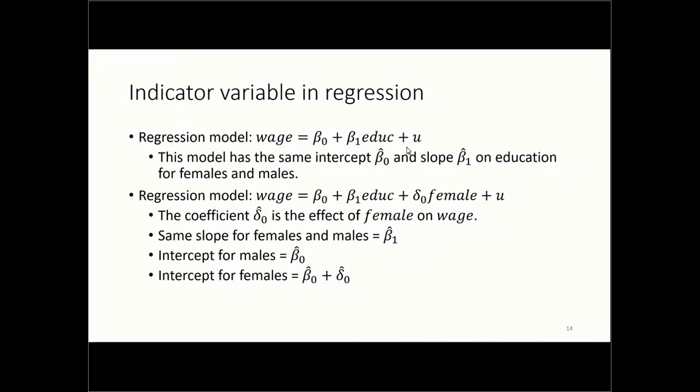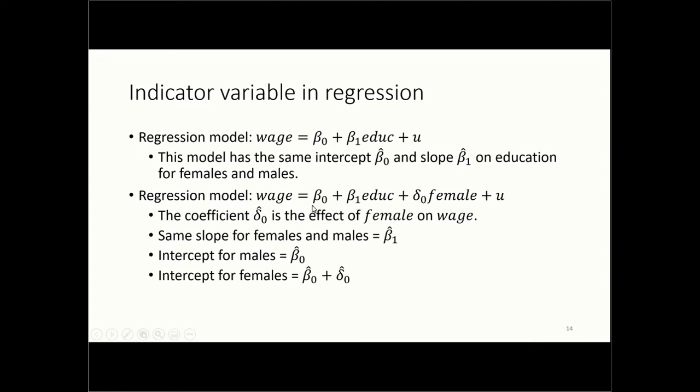Now, if we want to relax things a little bit, we can put female as an independent variable here. And now this coefficient on female would be the effect of female on wage. Here we would have the same slope, beta 1 hat, for the effect of education on wage for male and female, but we would have different intercepts.